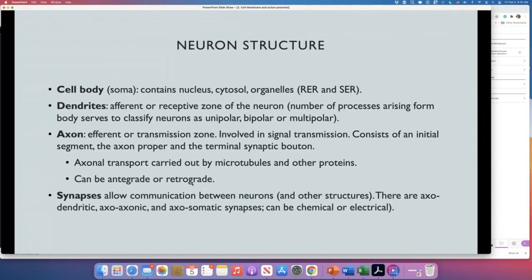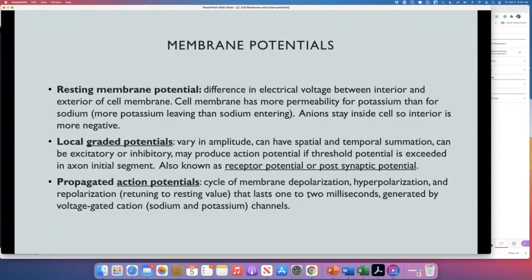And then we have the synapses. The synapses are the structure that allows the communication between different neurons, or neurons and glands or muscles. And as you saw in the diagram before, these synapses may occur between axons and dendrites, axons and the axons, and the soma. And then we have the neuromuscular junction. The neuromuscular junction is another type of synapse, but in this case, it is between a neuron and the muscles. And we enter here into the part of membrane potentials.